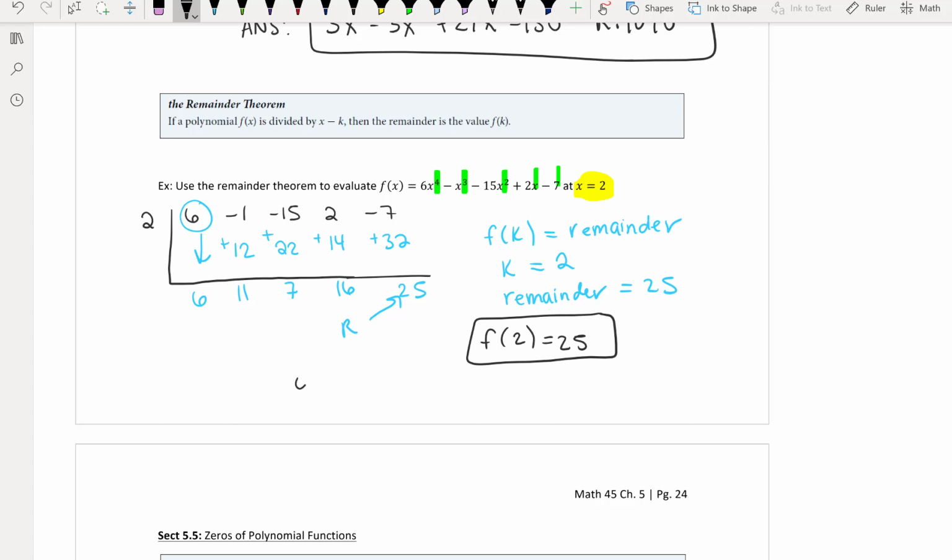For example, 6x to the 4th minus x to the 3 minus 15x squared plus 2x minus 7. So if I were to plug in that 2, then you would see that I would actually get out 25. And we already knew that because of our remainder theorem.